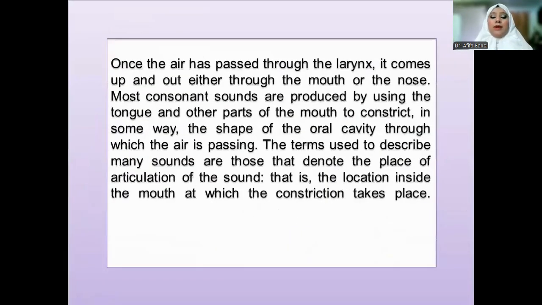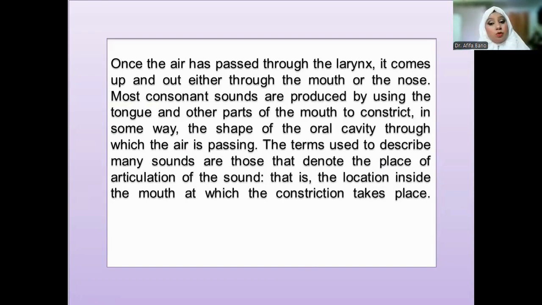All right. Here, see how it works. When the air has passed through the larynx, it comes up and out either through the mouth or the nose. As we discussed in the last class, these are part of the organs of speech. So the air that we require while speaking either passes through the mouth or the nose. So our sounds come either from the mouth or from the nose. Most consonant sounds are produced by using the tongue and the upper part of the mouth to constrict in some way the shape of the oral cavity through which the air is passing.